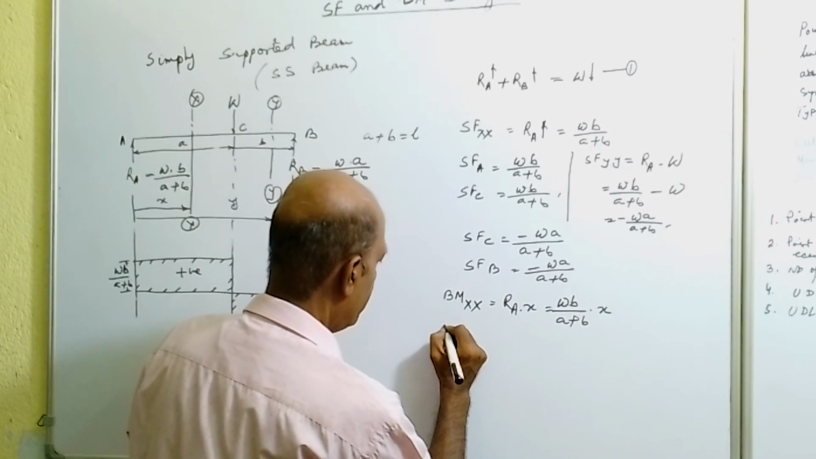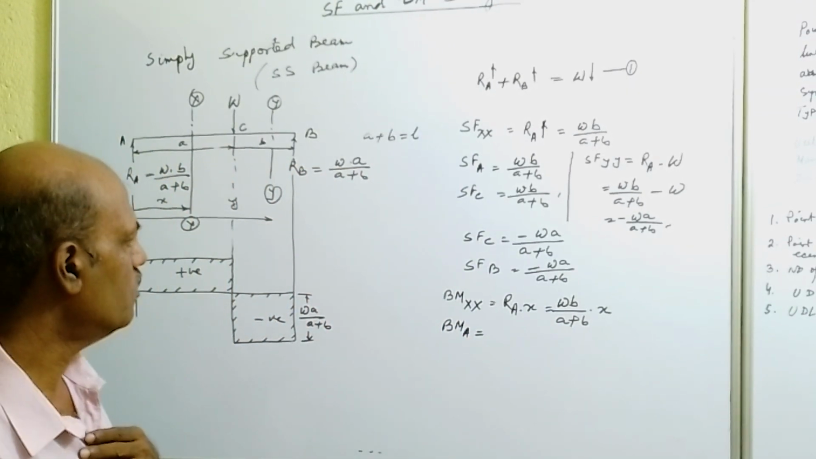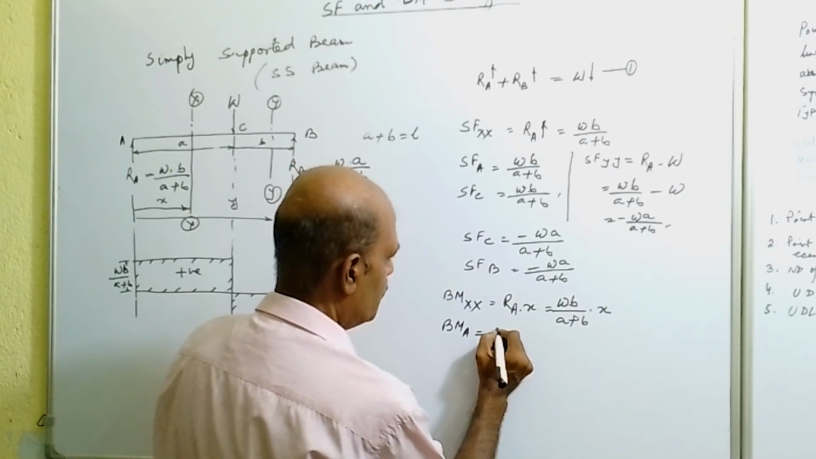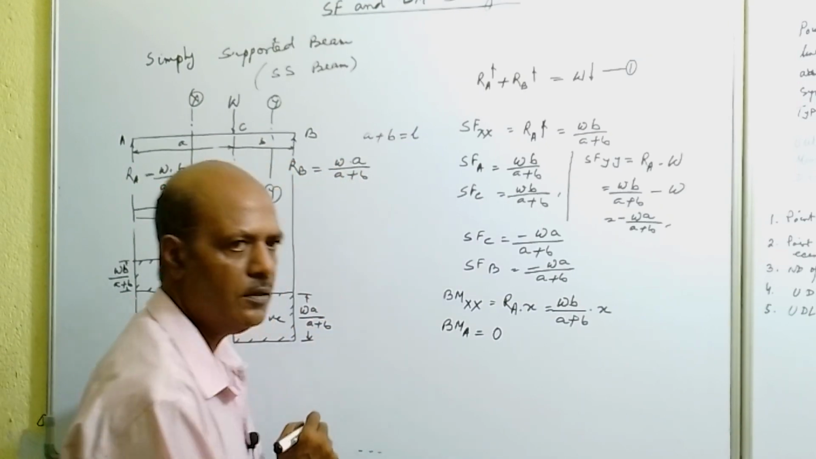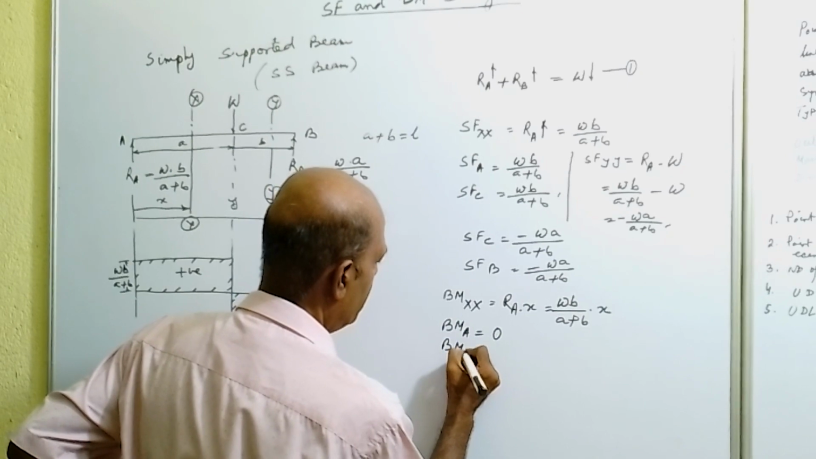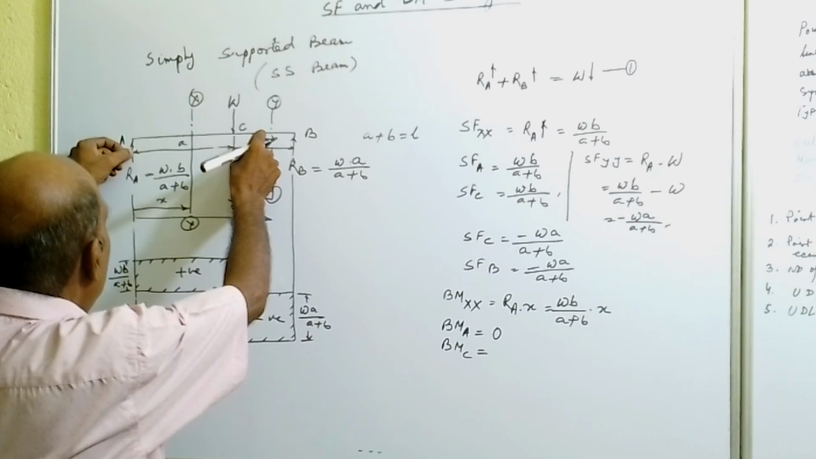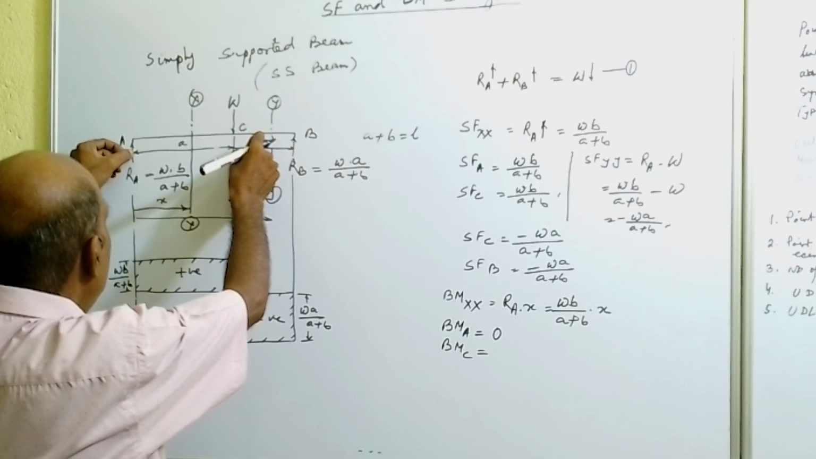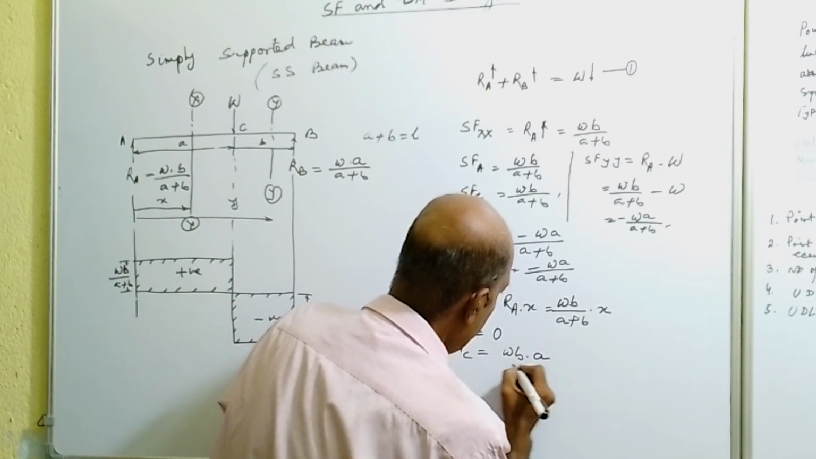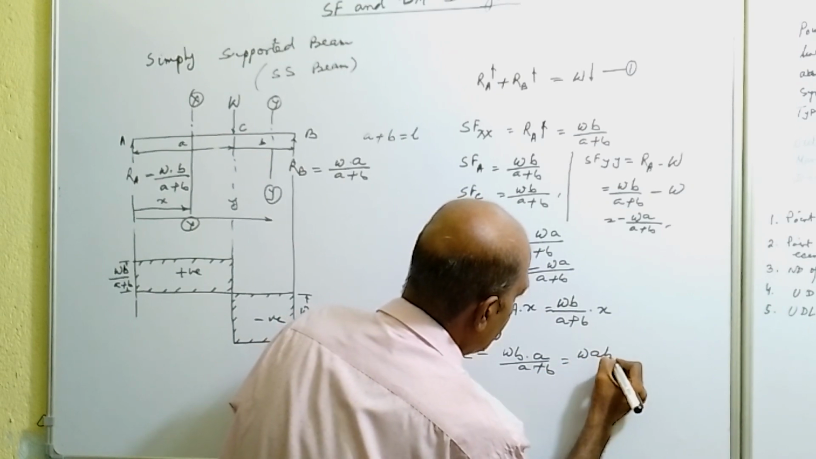Now slide the section to point A. The bending moment at point A: X value is 0, so it will be 0. Now slide the section to point C. The bending moment at point C, where the X value will be A, so we can write WB into A by A plus B, which is equal to WAB by A plus B.